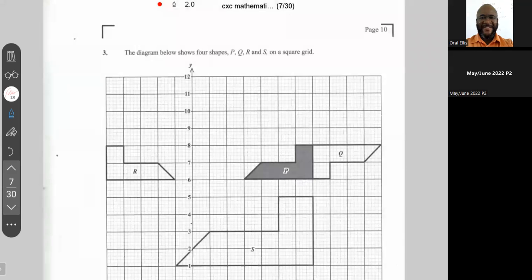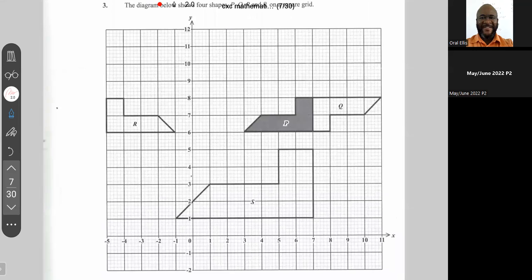All right, so the single transformation that maps P onto Q, well, it's not a reflection. I'll tell you what it looks like to me. It looks to me as if P is rotated 180 degrees about the point 7, 7.